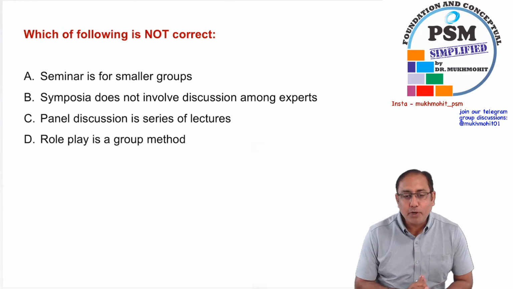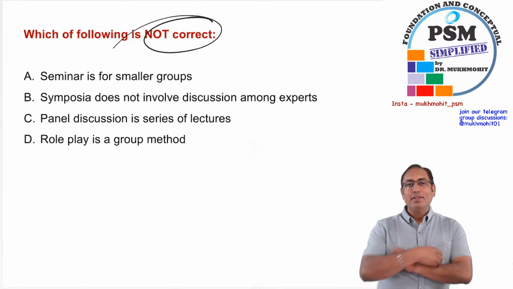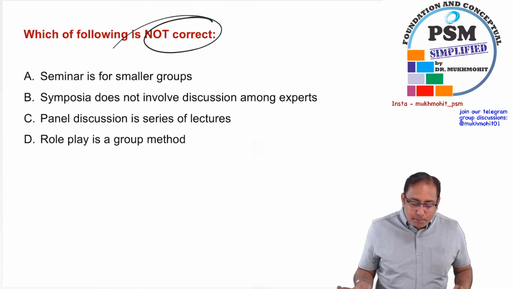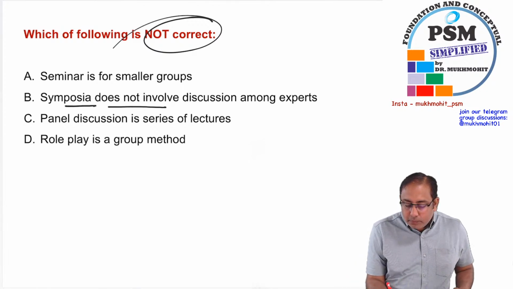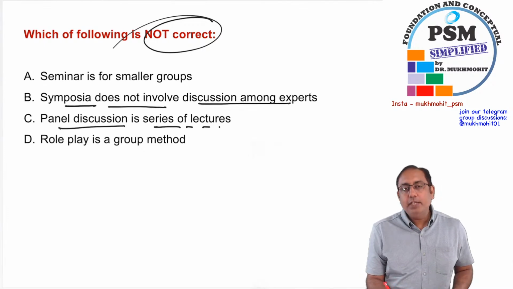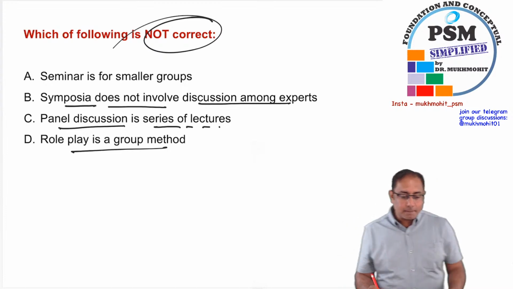Seminar is for smaller groups. Which of the following is not correct? You have to find the wrong one. Okay. Which of the following is not correct? Seminar is for small groups. Symposia does not involve discussion among the experts. Panel discussion is series of lectures. Role play is a group method. What do you want to say?